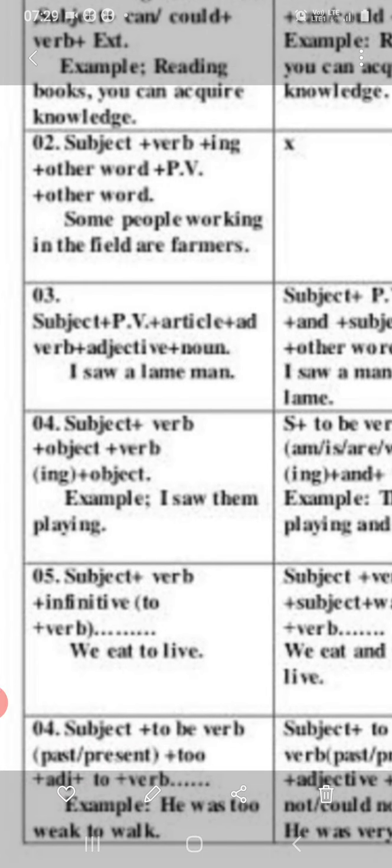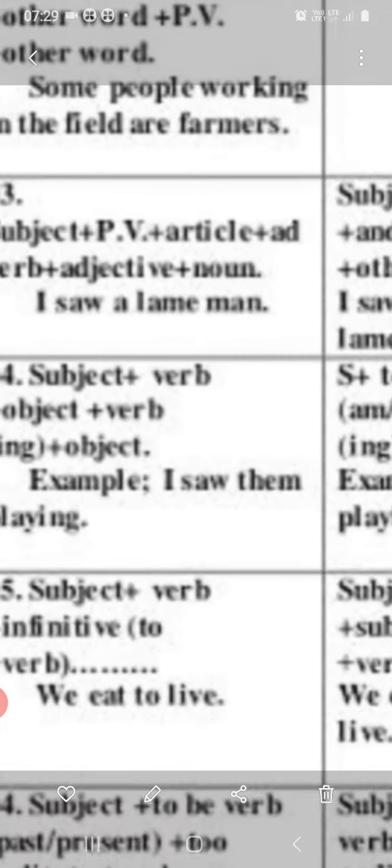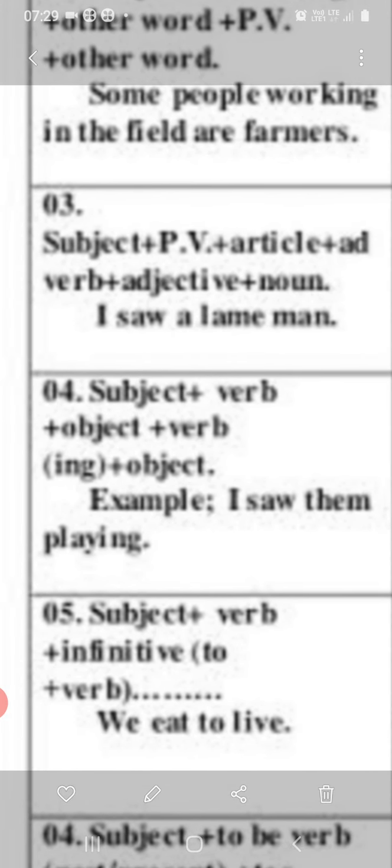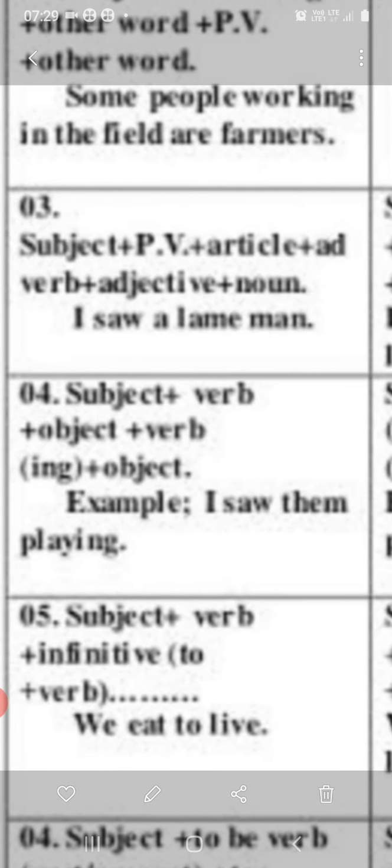The next type, the third type, is subject plus verb plus article, adverb, adjective, noun, or we can say adjective and noun together are used. Instead of a phrase, adjective and noun are used. Then only we can change it into compound or complex. I saw a lame man.